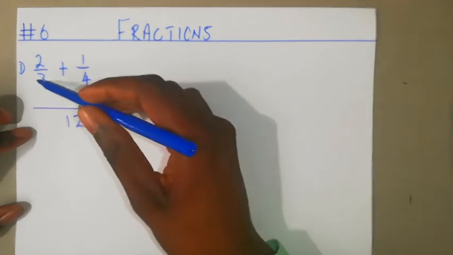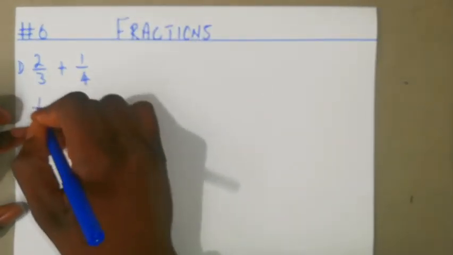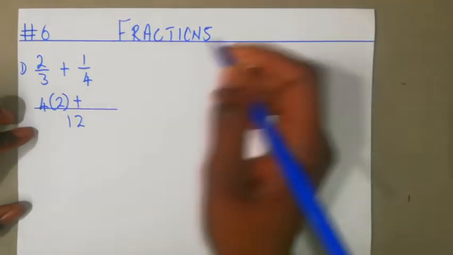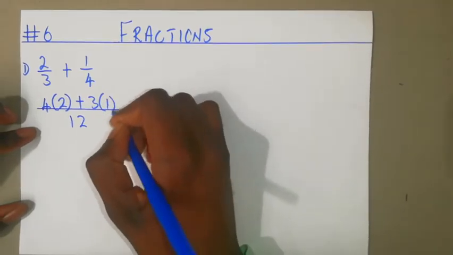Then we divide our denominators. So in this case, it's 3 into 12, that's 4. Then this 4 is going to multiply the numerator. Then 4 into 12, that's 3. We're going to multiply our numerator again.